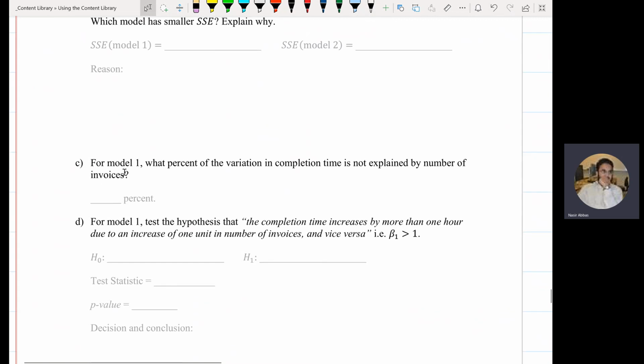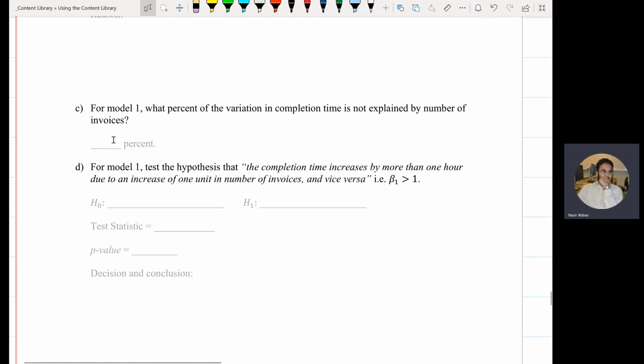Okay, for model number 1, what % of the variation in Y is not explained by X? The amount of unexplained variation. What % of the variation is not explained? SSE over SST. Or you can find R square and take 1 minus R square. Any way you like. Again, the credit is only for the final number.